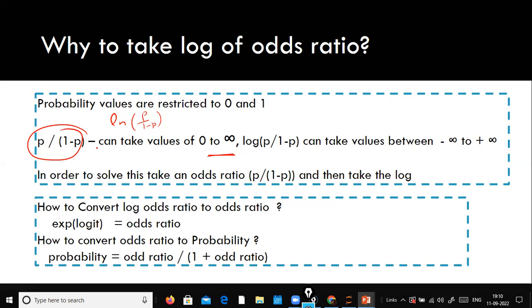But if you take a log on this odds ratio, this is your odds ratio, if you take the log on the odds, it can take values anywhere between minus infinity to plus infinity. Then it converts that to anywhere between 0 and 1. The log odds ratio will give you values anywhere between minus infinity to infinity.